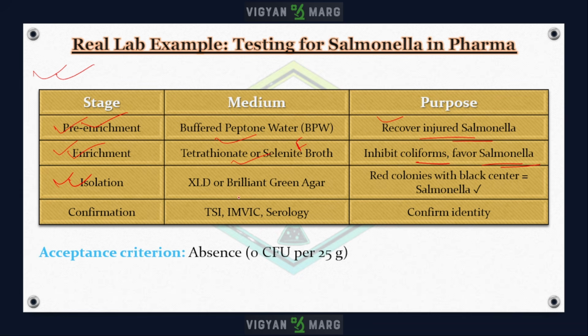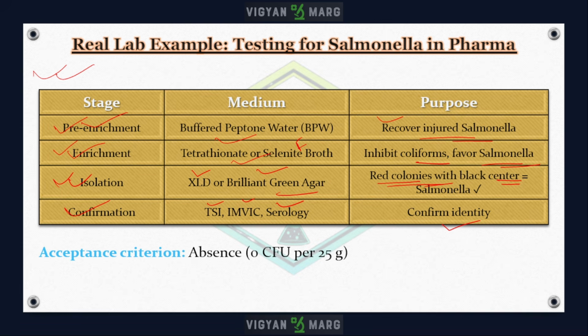In the isolation step, XLD agar or brilliant green agar is used. On XLD agar, Salmonella typically appears as red colonies with a black center due to hydrogen sulfide production. On brilliant green agar, Salmonella produces characteristic pink-white colonies surrounded by red medium. Okay, already explained both these medium conditions. And there is the confirmation test. Using the TSI or MBBS or serological test, you can confirm the identity of Salmonella.